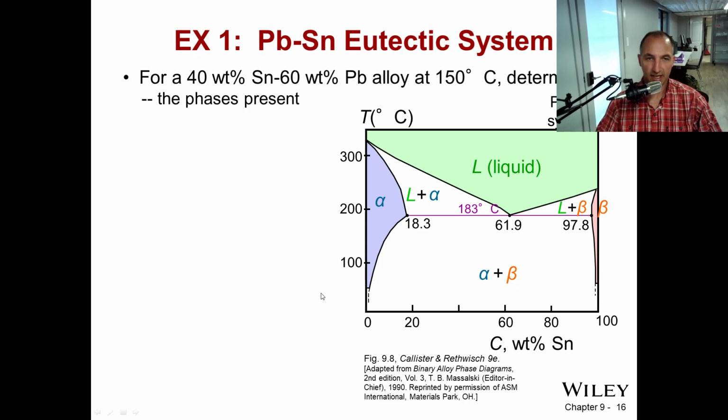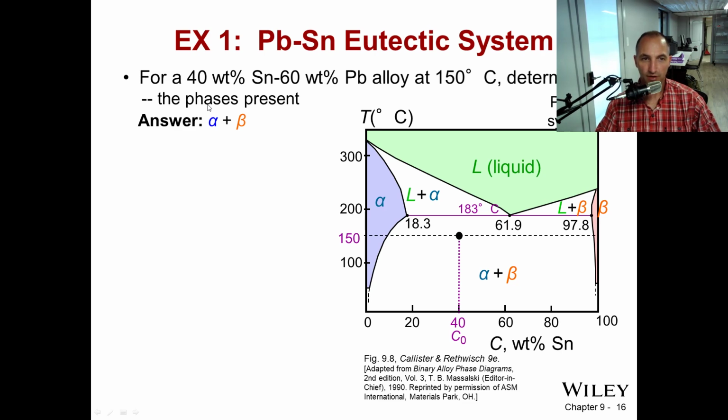Let's take an example of this lead-tin. Lead-tin makes a great solder of 40% tin and 60% lead, at 150 degrees C. So 40% tin, remember this is tin on the x-axis here, 40 weight percent tin. The first question of those three questions we're going to ask is what phases are present? Well, at 150 degrees C, the answer is alpha plus beta.